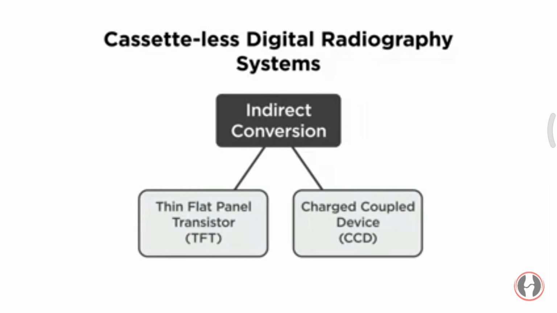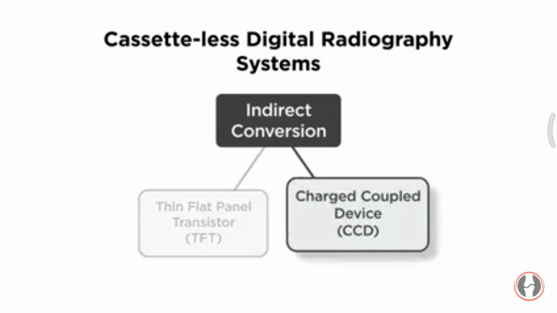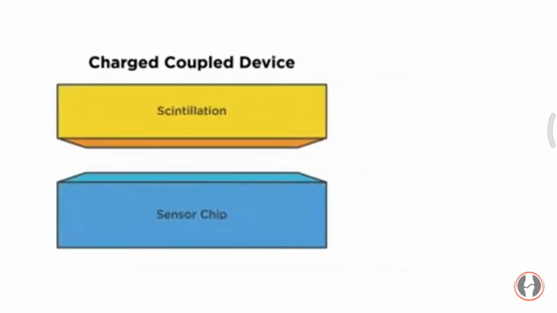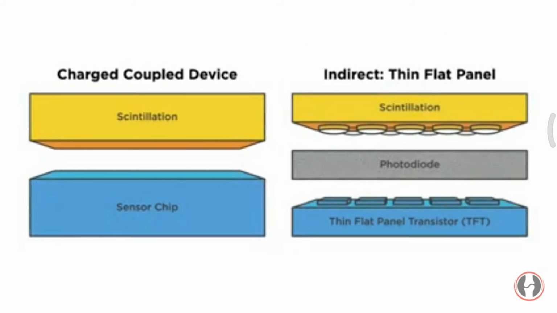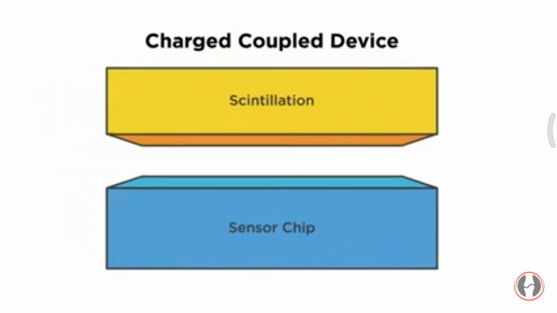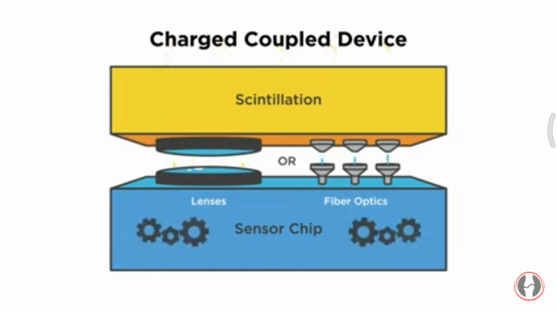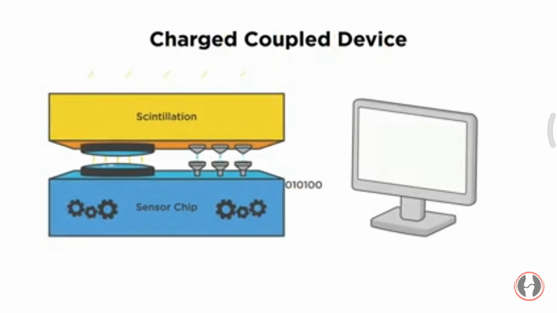The charge coupled device, or CCD system, is the other form of indirect cassetteless digital radiography. CCD systems differ from the TFT systems in that with the CCD system, there is no photodiode or TFT layer. The scintillation layer within CCD systems is optically coupled to each CCD sensor chip by either lenses or fiber optics. The CCDs are able to both convert light photons into electrical signals as well as send the electrical signals to the computer for processing.